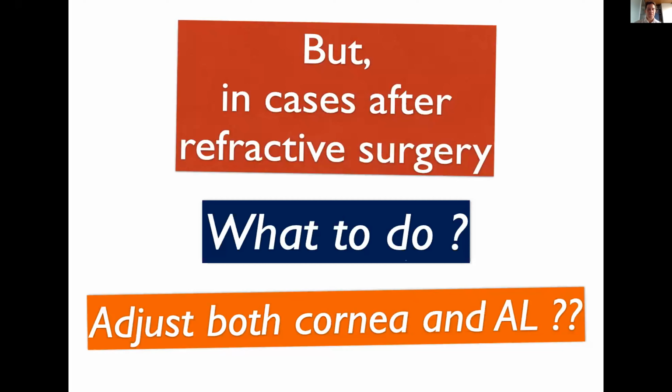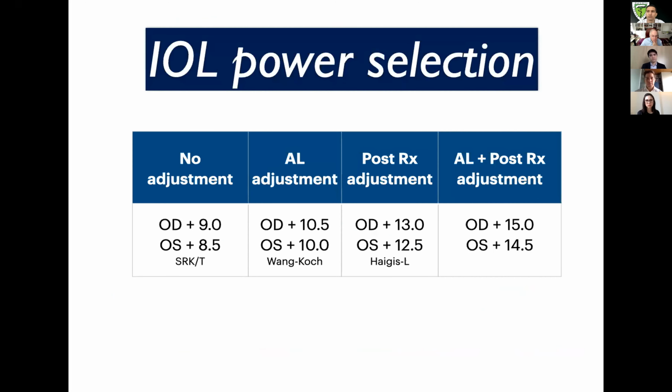But in a case after refractive surgery, what to do? Should we adjust both the cornea and the axial length? Because when you look at this patient, for the IOL power selection with no adjustment, for the SN60 it is around 9 in the right eye and 8.5 in the left eye for SRK/T. We only do the axial adjustment when, based on Wang-Koch, it goes to 10.5 and 10, but this is a post-refractive patient. So when you use a regular Haigis from the IOLMaster 500, we see 13 and 12.5.